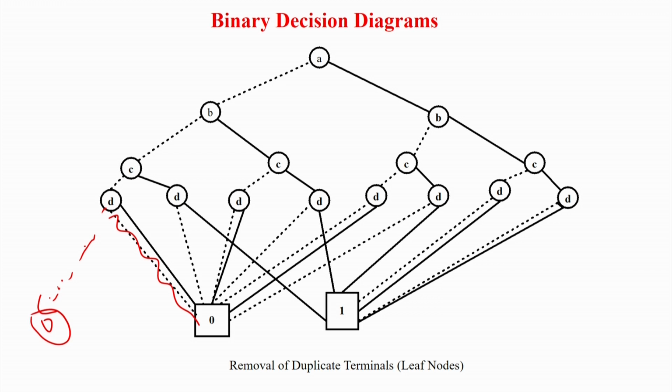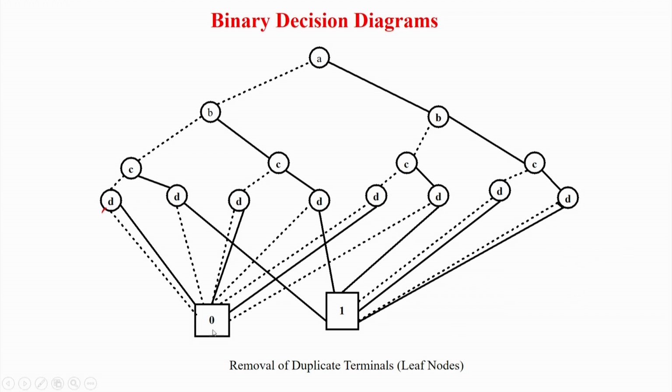So, basically we will say that C equal to 0, D equal to 0 is 0, C equal to 0, D equal to 1 is also equal to 0. So, unnecessarily we had one replication. Now in this case of the binary decision diagram, by applying rule 1 we will make both the edges point to a single node, because we have only one 0 and only one 1.